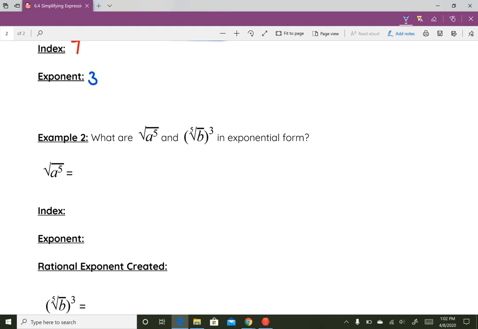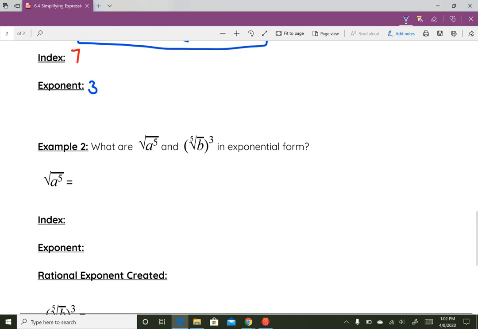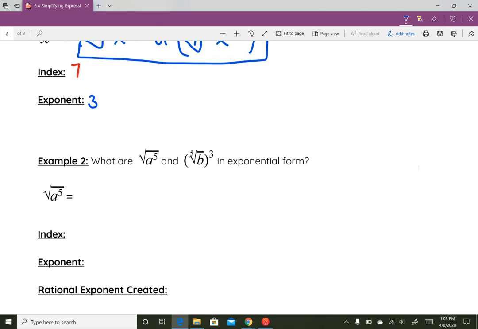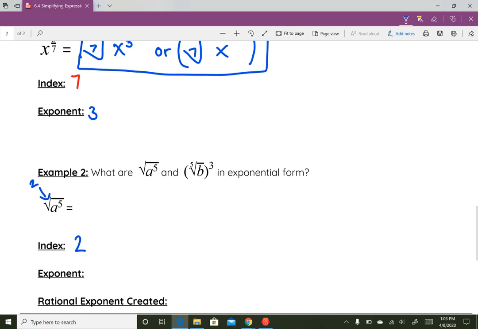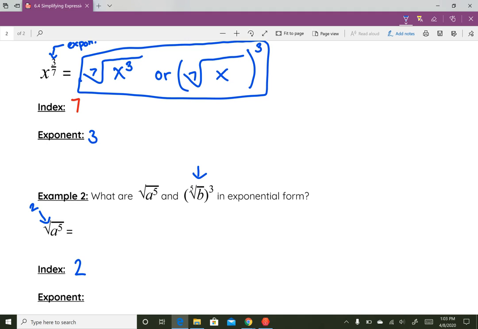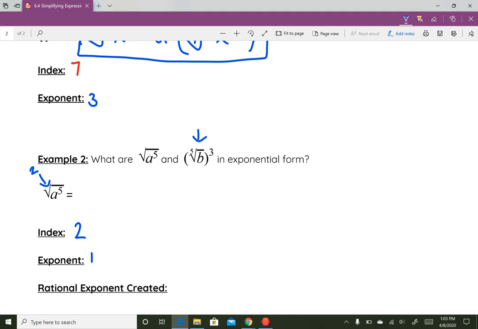So we have the square root of a to the 5th, right? So there's 2 ways you can attack this. You could look at this just as we have it. And what we could do is we could say, okay, what's my index? Well, it's a square root. So what number's in there? Well, a 2 is going to be in there, right? So my index is 2. What's my exponent? Do you see one? I don't have one on the outside, right? There's no exponent, so I have a 1.